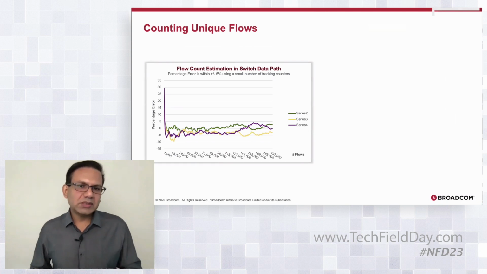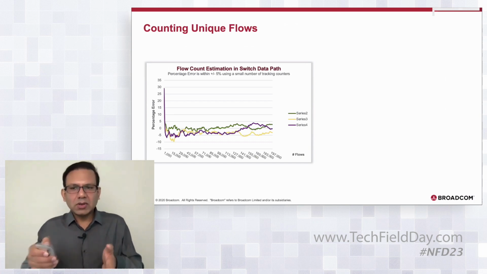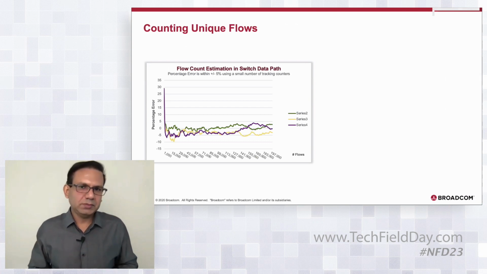Now, what this flow count estimation in the switch data path is doing is using a very small number of tracking counters. It's giving you the actual number. And the error here, once you hit a smaller critical threshold of flows, is within plus or minus 5%. So we are able to track on switch, with a very controlled error bound, what the number of flows are that have been going through a switch in a given time interval.